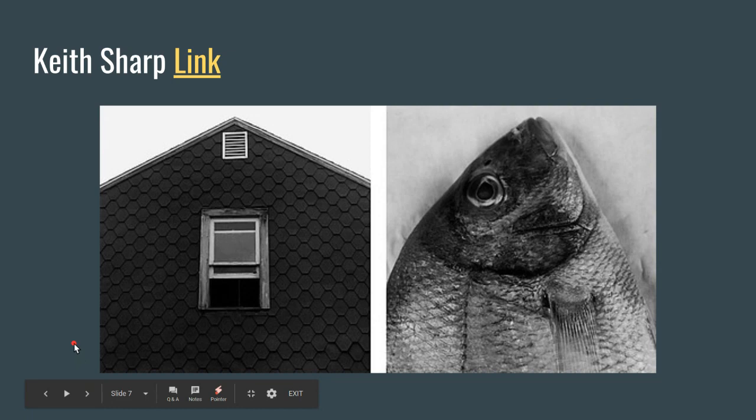Another thing you can do is find two very different objects that are visually similar, and put them together. Again, it makes us, the viewer, experience these two things in a new way. We have the shingles and the scales that are similar. And then we start even making connections between, oh, is the eye kind of like the window or the vent or something like that?